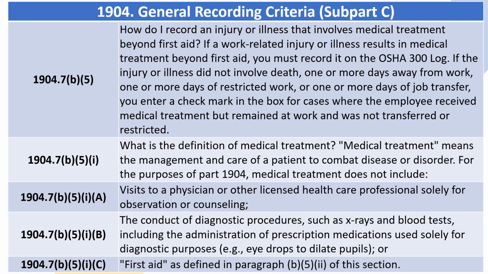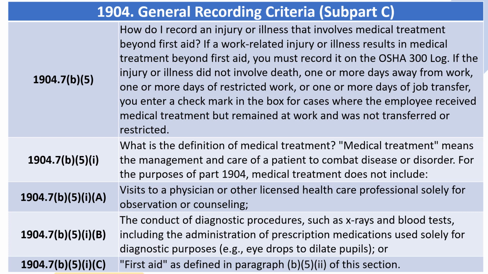1904.7(b)(5). How do I record an injury or illness that involves medical treatment beyond first aid? If a work-related injury or illness results in medical treatment beyond first aid, you must record it on the OSHA 300 log. If the injury or illness did not involve death, 1 or more days away from work, 1 or more days of restricted work, or 1 or more days of job transfer, you enter a check mark in the box for cases where the employee received medical treatment but remained at work and was not transferred or restricted.